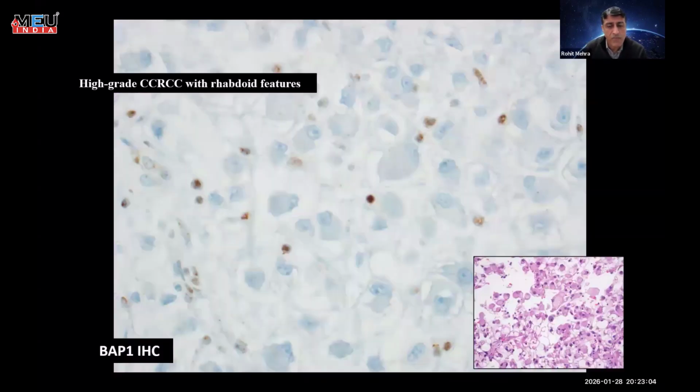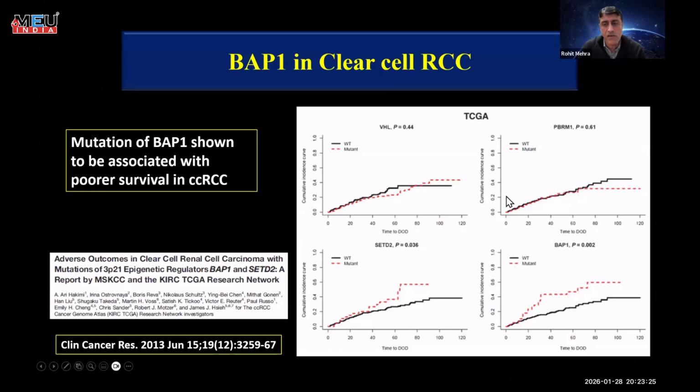This is the corresponding BAP1 stain. We can see that BAP1 expression is lost within the neoplastic cells, with retained expression within the background stromal inflammatory and endothelial cells, which counts as internal positive control for this marker. So now we have a unique morphology with a unique molecular correlate. And based on work in TCGA, we have seen that patients who have BAP1 mutations tend to have a poorer survival than patients who have wild type BAP1. And this has been shown in several multivariate studies as well.